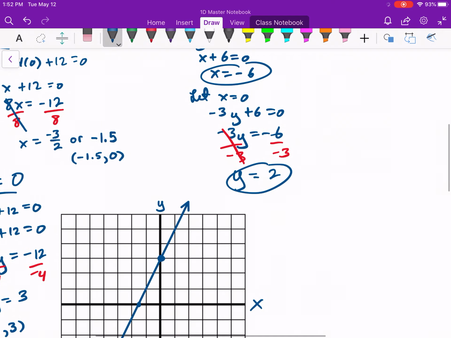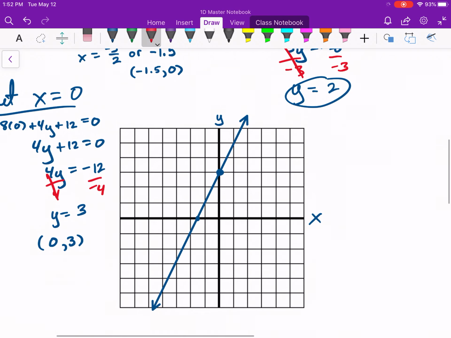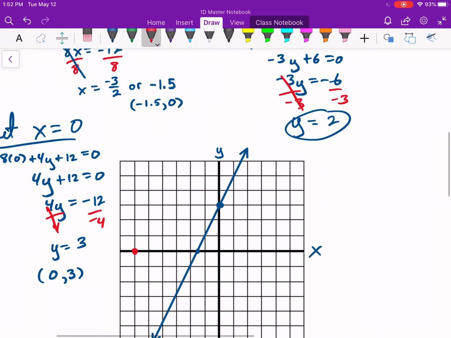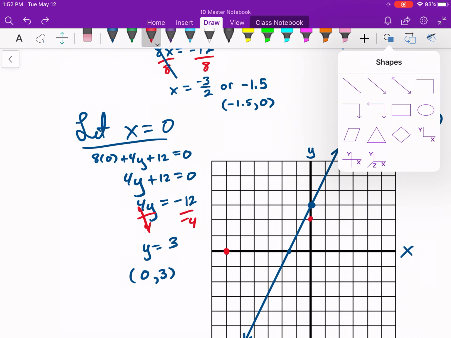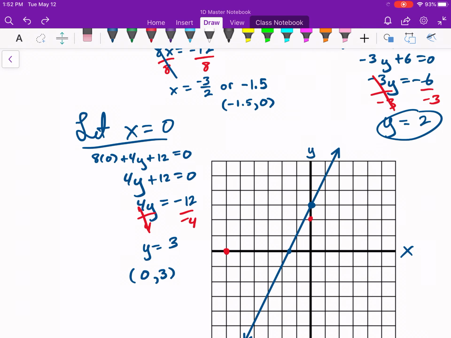All right, let's do this one in red for a different color. So x-intercept, -6. That's out here if I counted properly. Y-intercept, +2. That's here if I counted properly. Let's try again.